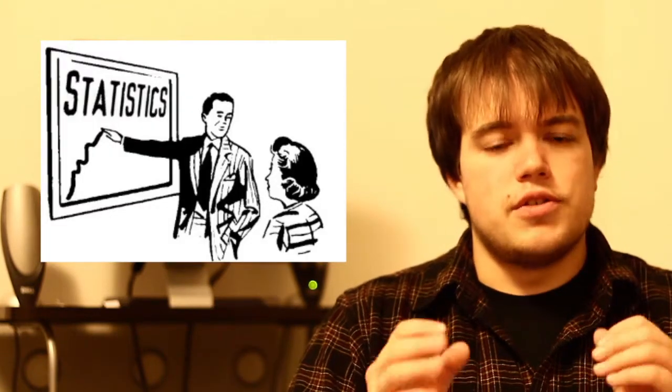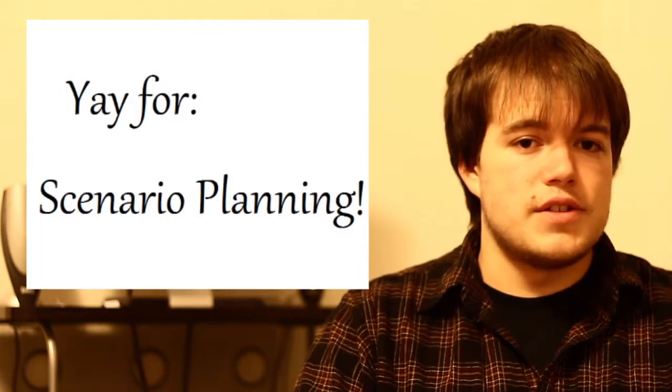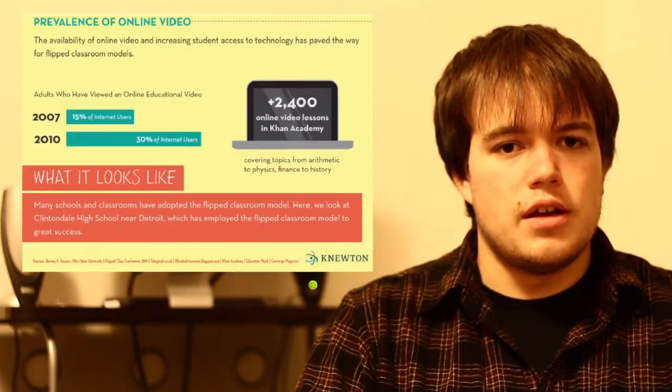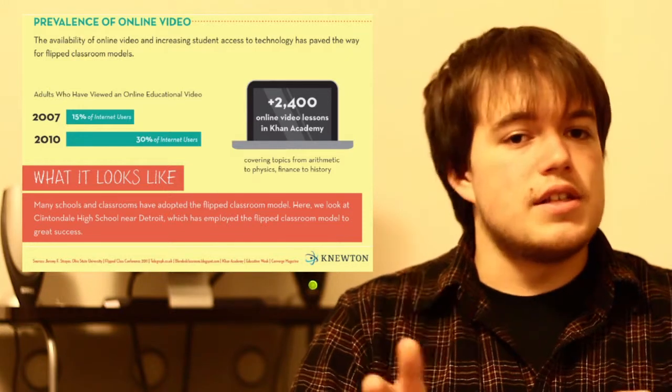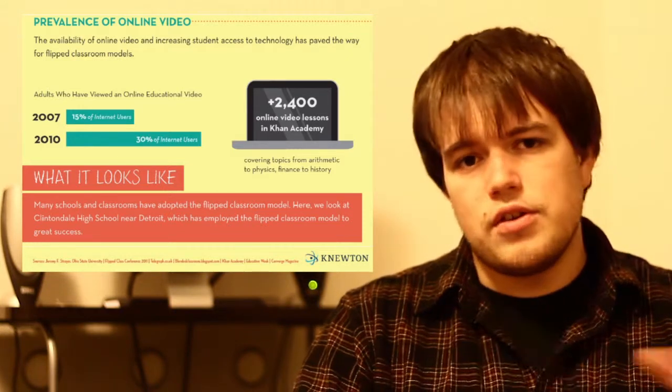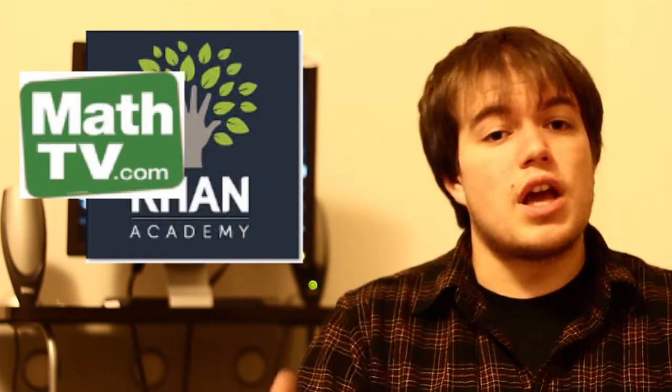What we can do, though, is look at things like scenario planning, where we look at the fact that in 2007, only 15% of adults online had viewed internet educational videos, and in 2010, 30% had. So there's a clear increase there, and it's just going to keep increasing if it follows that trend. We can also look at Khan Academy, which has a clear increase in their views of videos every day, every minute, every second of every day, and the increase of educational websites that are similar to Khan Academy.